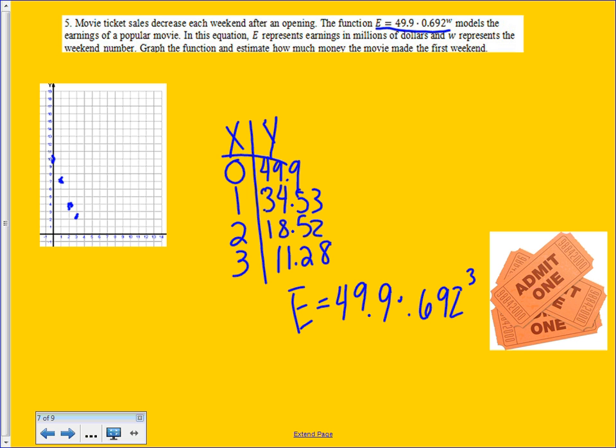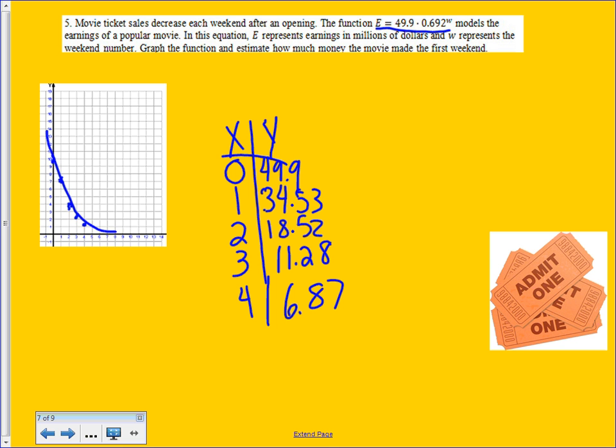So we've almost got it down to our graph. If you wanted to, just to check, you could see what the fourth is equal to, just so you really make sure you have a solid graph. And if you were to do that, you get 6.87. So just above right here. And then you can go ahead and draw it sloping down. So again, we're not going to ever cross the x-axis. Having negative ticket sales doesn't make sense. Okay, so we're not going to cross the x-axis. We're just going to get really, really close to it. It's going to approach the x-axis.